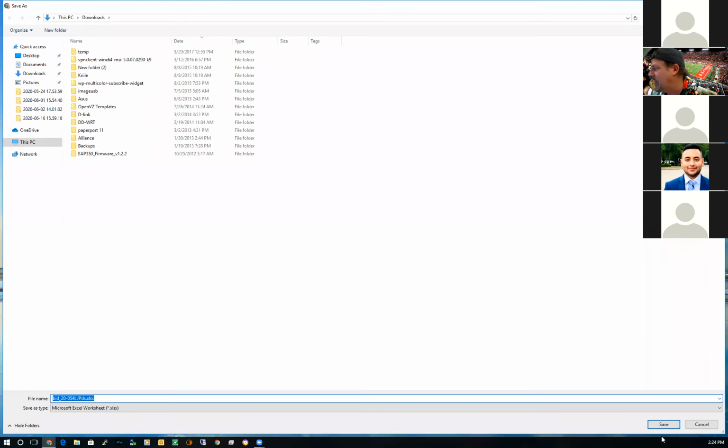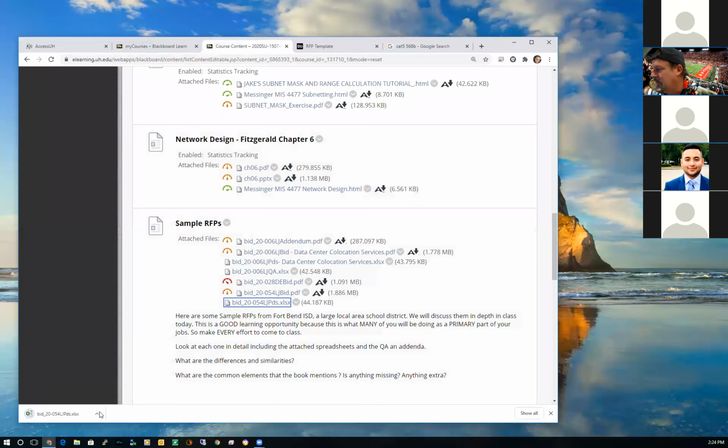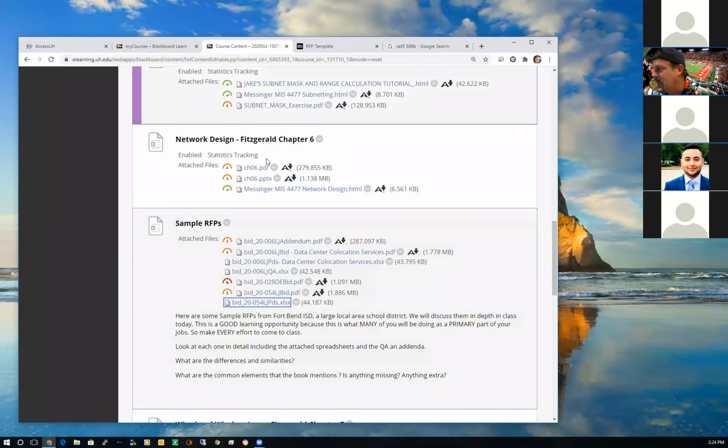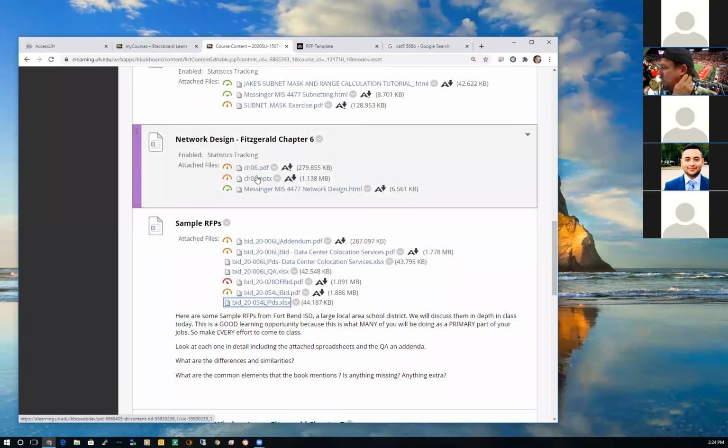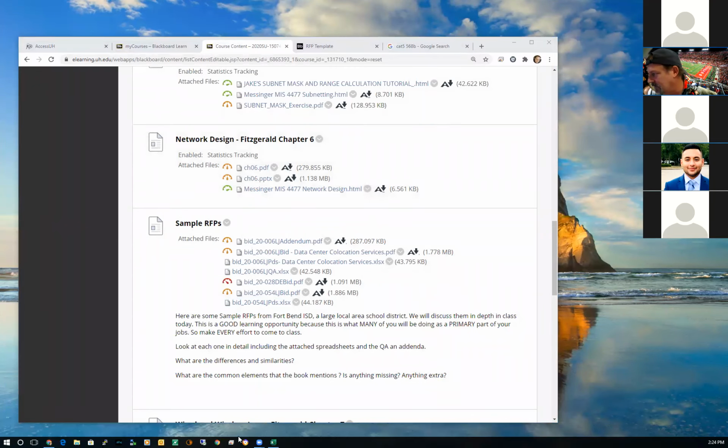We can basically download this spreadsheet while we're looking through this bid. And if you're still not exactly sure what they're looking for, look at the spreadsheet because it's going to be a line item. Quantity this many. What's the price? What's the total? Let's take a look at it real quick.